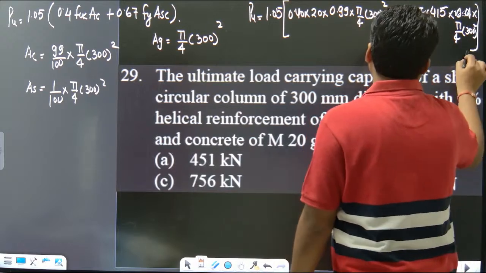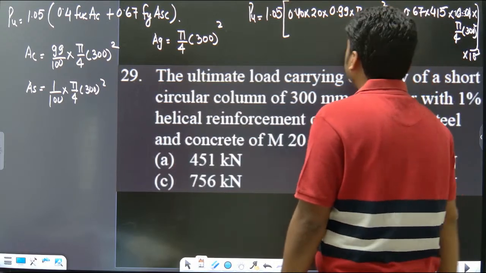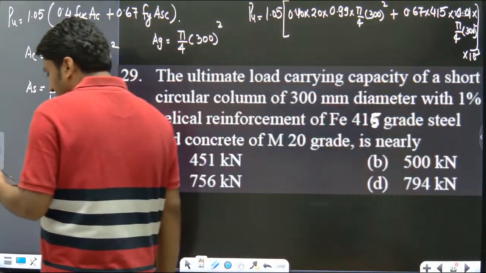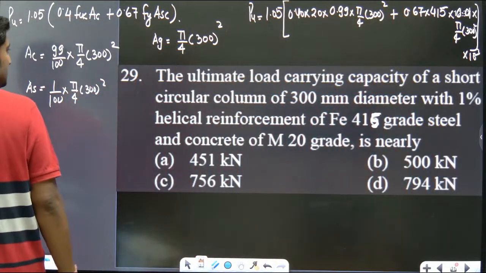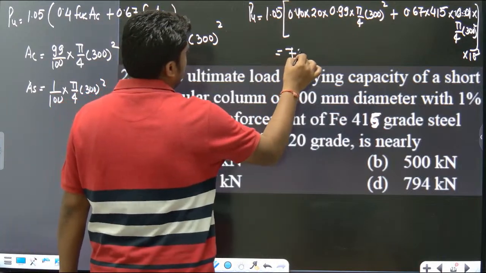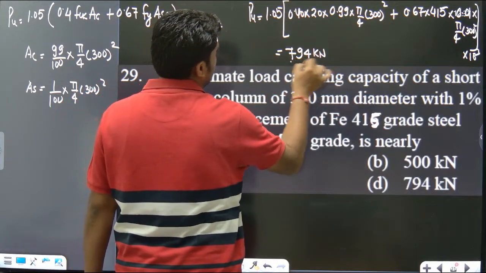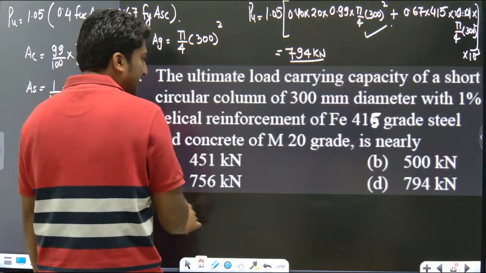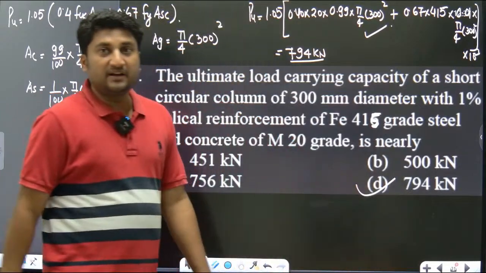You convert this into kilonewton by multiplying by 10 to the power minus 3. So from here you will get the answer as 794 kilonewton. This is the equation that you need to solve. 794 is option D.